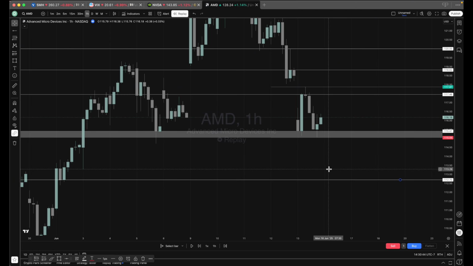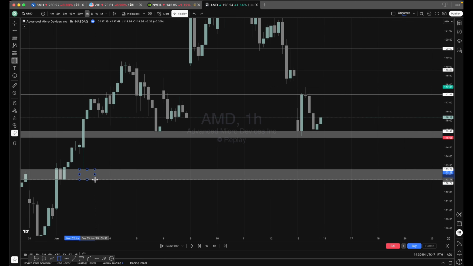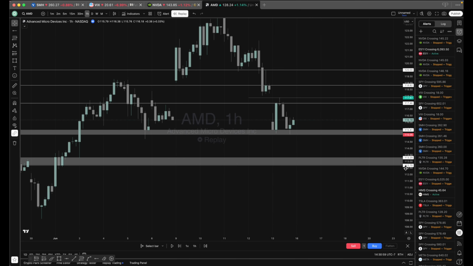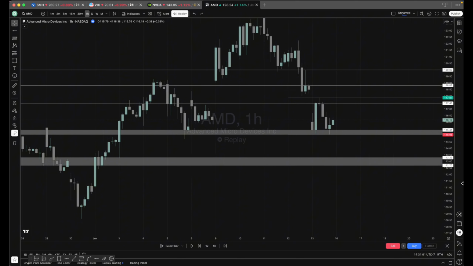And when it comes to wicks, I still mark out wicks. I always mark out the wicks because the wicks are part of the story. They let you know, okay, that was a strong rejection. There were a lot of sellers or a lot of buyers trying to step in.